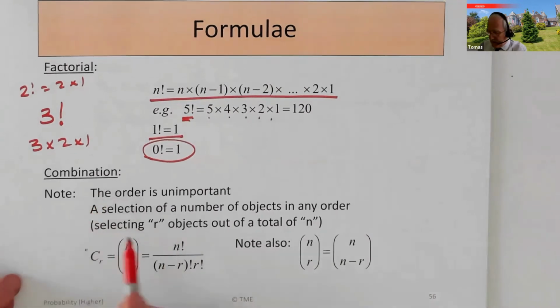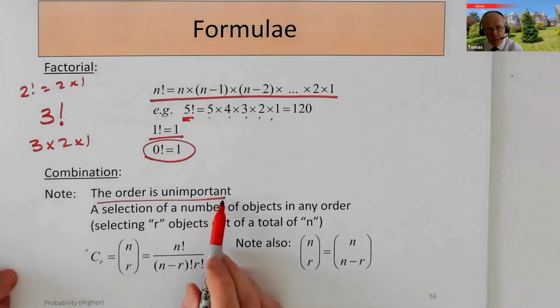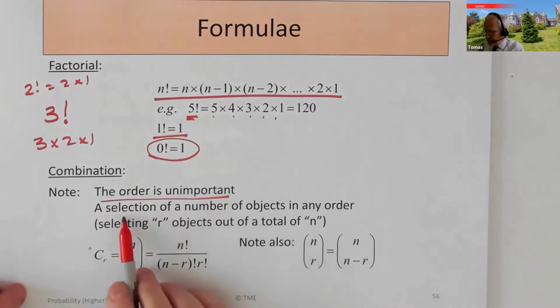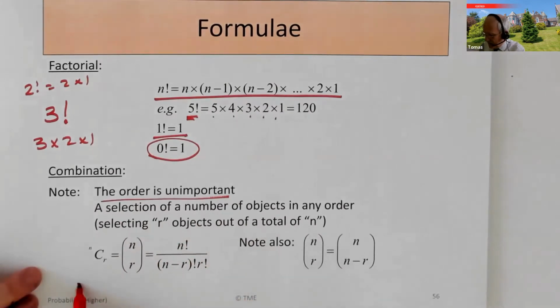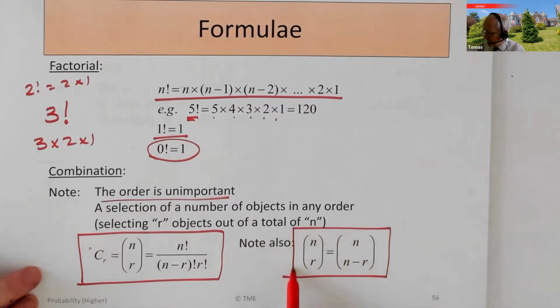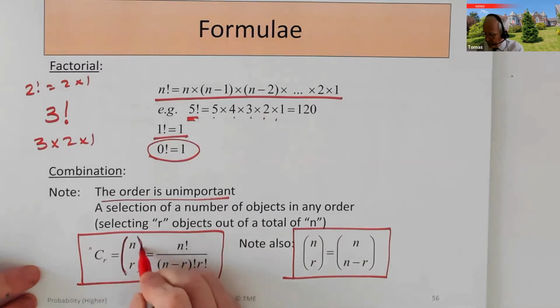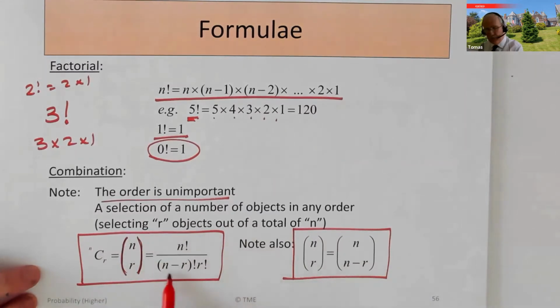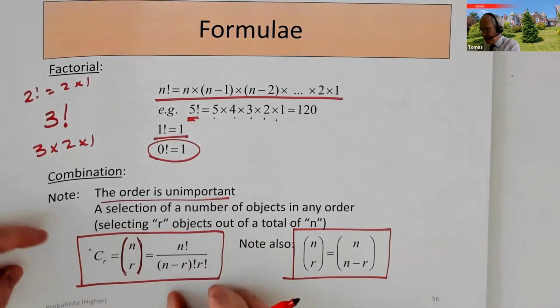With combinations, the order is not important. It is a selection of r objects in any order, out of a total of n. That's a formula that you're given. nCr, often written as nCr, is n factorial over n minus r factorial, over r factorial. This is a really, really useful formula. It's in your tables, so keep it.